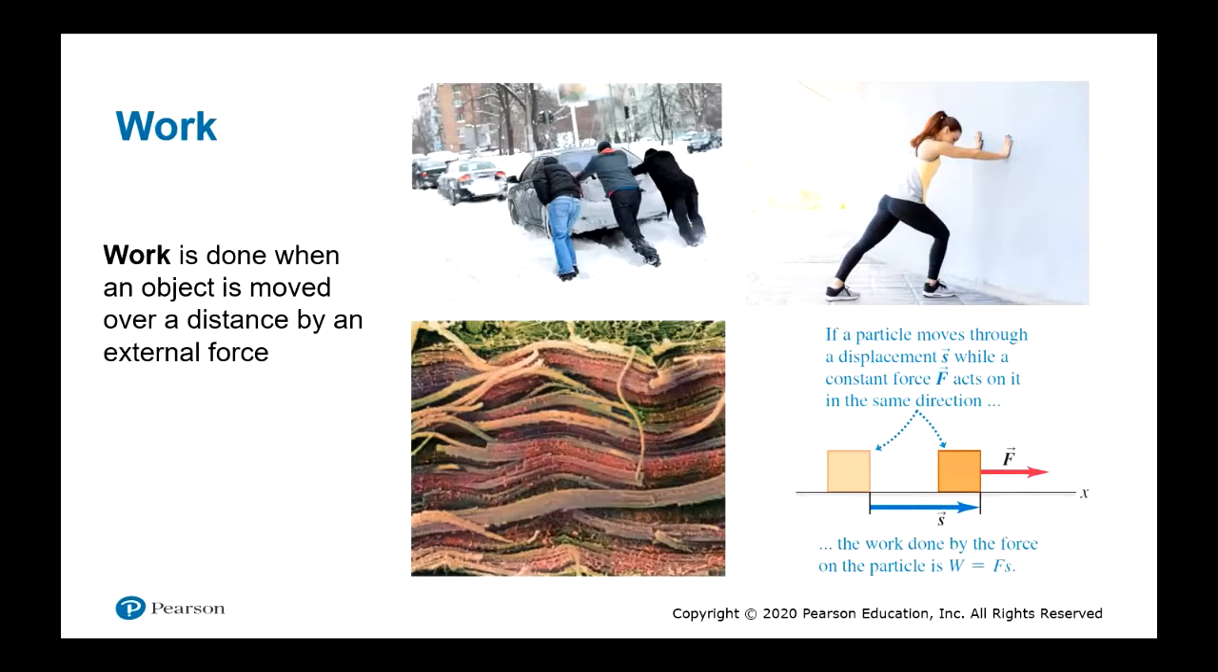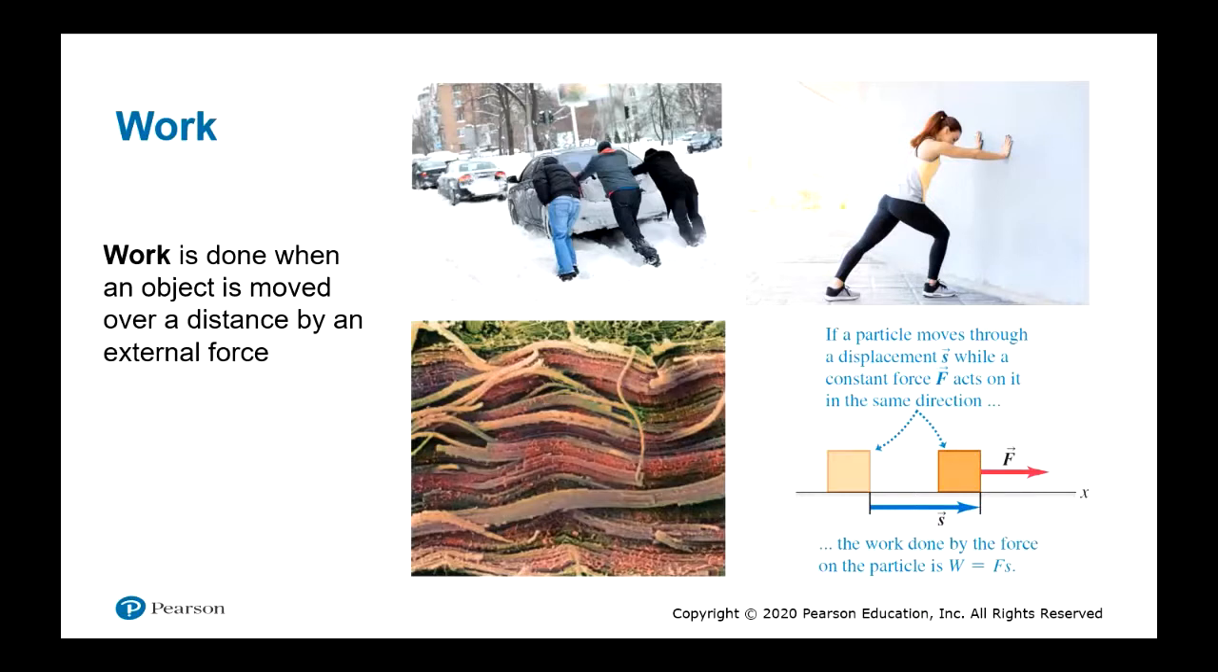So we can see here two instances where people are exerting forces on something. And how does our body do that? Well, the image here shows fibers in our muscles, and our ability to do work comes from these skeletal muscles. These muscles can contract, which will then exert forces on the tendons that are attached.